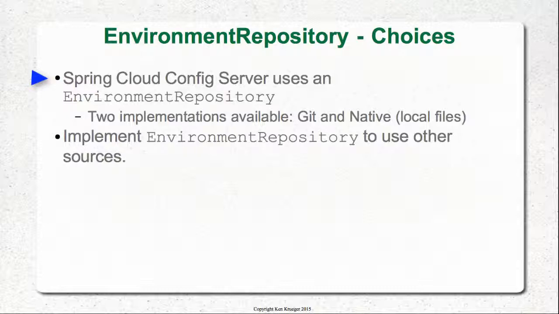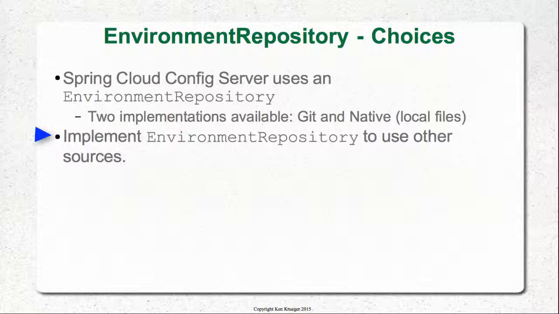First of all, let's talk about something called an environment repository. The Spring Cloud Config Server uses an abstraction, an interface actually, called an environment repository. Now at the time of this writing, there are two implementations that are available to you in Spring Cloud Config. There is a Git-based implementation and a native implementation. Native basically means local files, flat files.